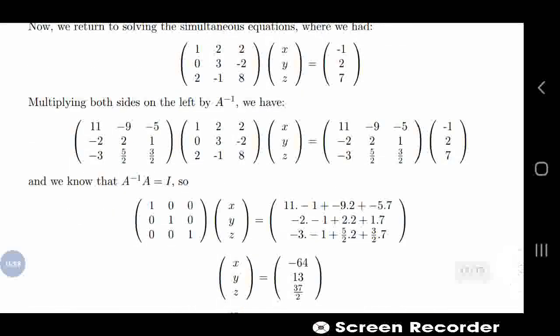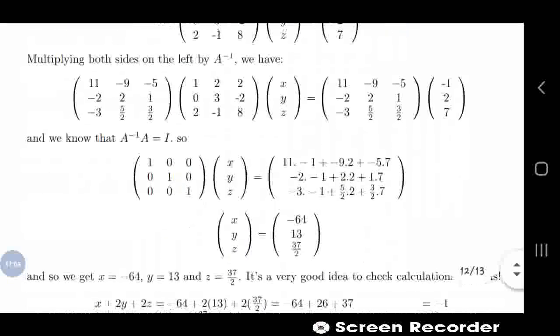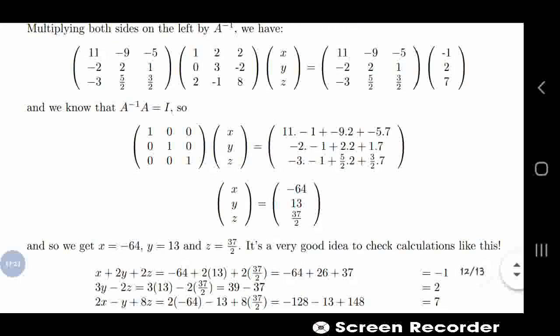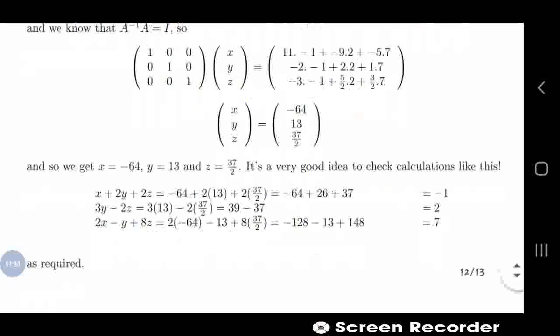Doing it, putting the equations here what you got, and putting the equations here what you got, when you add both the equations, you will get 11 point minus 1 plus minus 9.2 plus minus 5.7 minus 2 point minus 1 plus 2.2 plus 1.7 3 minus 3 point minus 1 plus 5 by 2 minus 2 plus 3.2 by 3 by 2.7. Like that only. X will be minus 64, y will be 13, and z is equal to 37 by 2. So therefore here is the number you get.